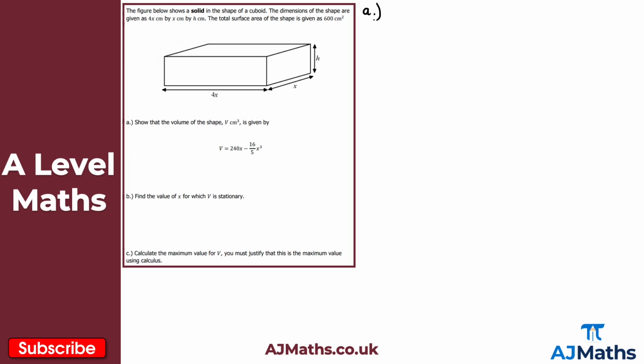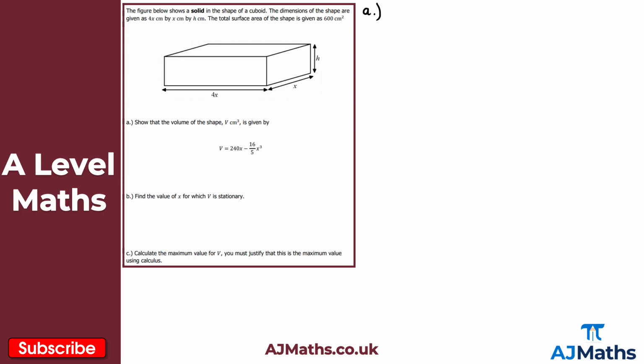So for the first part here, part A, again, like I said, really typical here. It says show that the volume of the shape V centimeters cubed is given by this equation here. Now the good thing about this is even if you can't show this, you can go on to answer part B and part C because you've got this equation here. Okay, so it's not all doom and gloom if you can't get part A, but obviously we do want to be able to get this first part here just for those marks. And kind of just to get into the flow of the question.